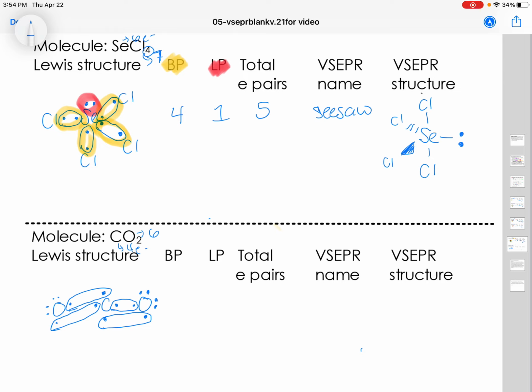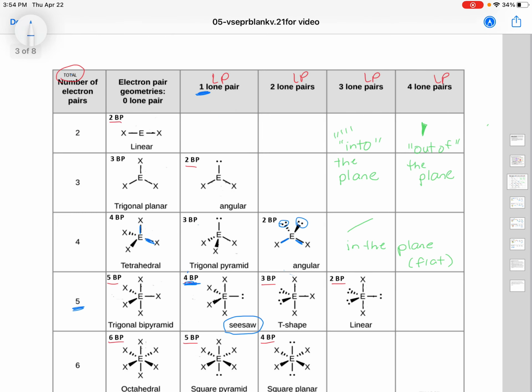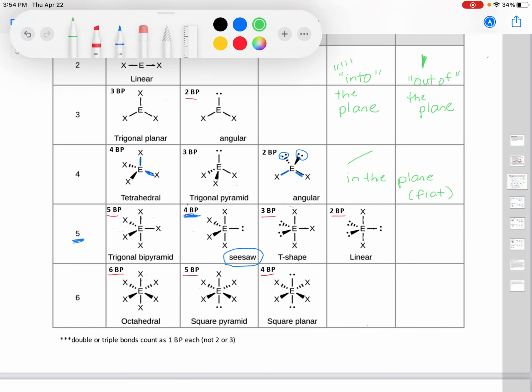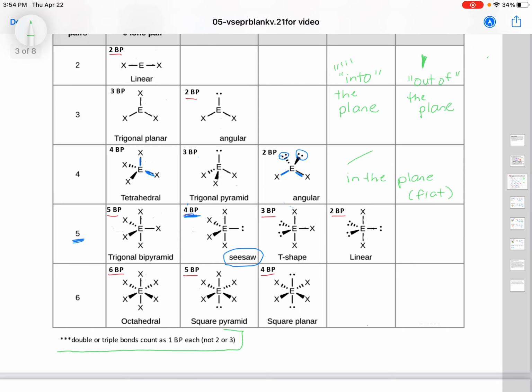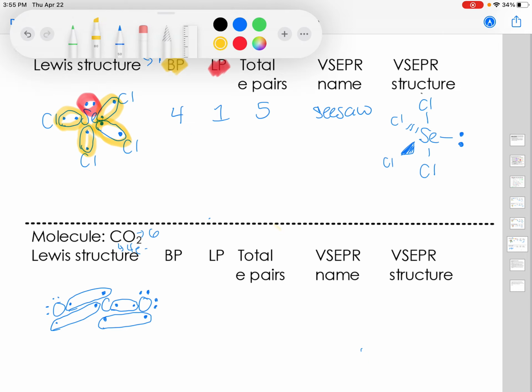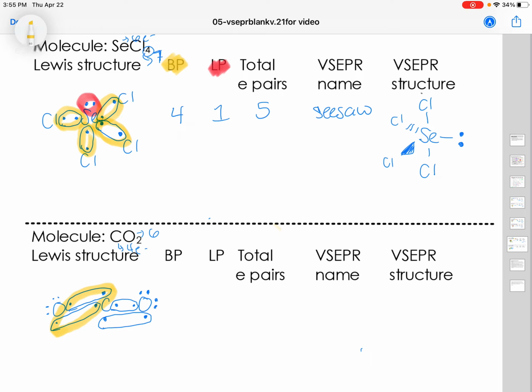When you do the counting of the pairs, when you have a double bond, so in order to make the VSEPR chart work every single time, you'll notice at the bottom, there's this little thing right here. Okay, double and triple bonds count as 1 bond pair each. Okay, so in order to make our chart work with what really actually happens, then what we're going to do is count these 2 as 1 bond pair and these 2 as 1 bond pair.